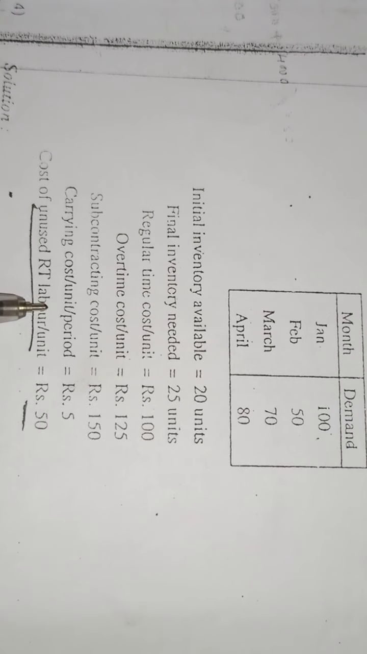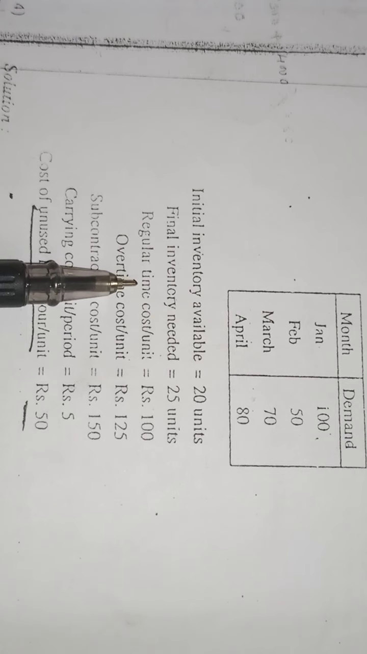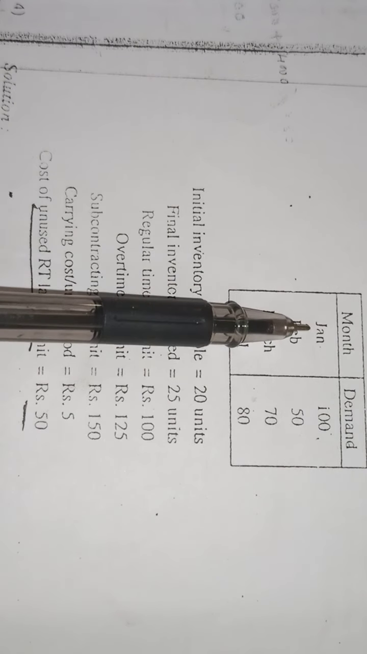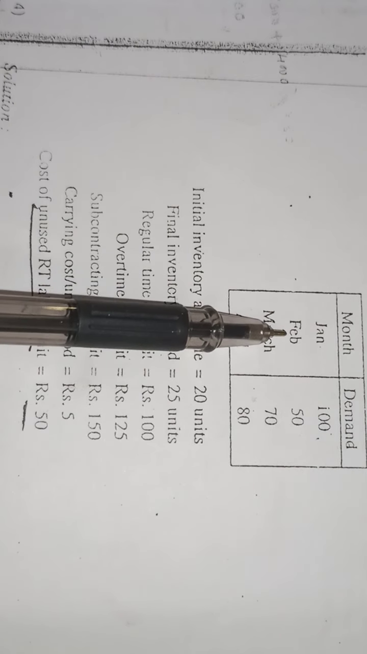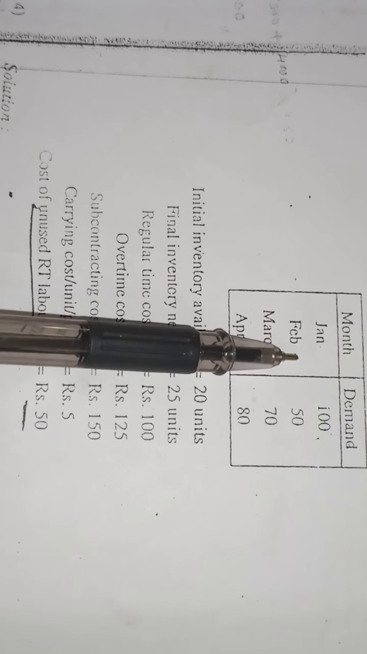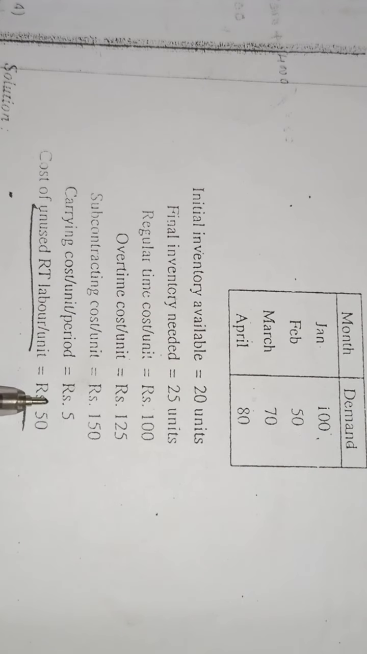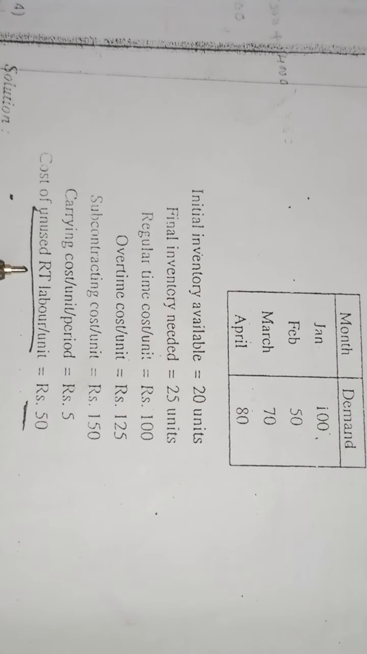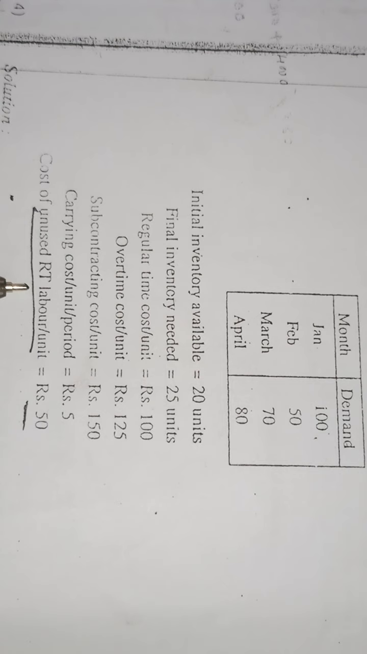Carrying cost per unit per period means if that product is not sold in the January period, it has to be carried to the February period, right? So if that product is going from January to February for selling, then the cost will increase by 5 rupees. And the last one is cost of unused regular time.